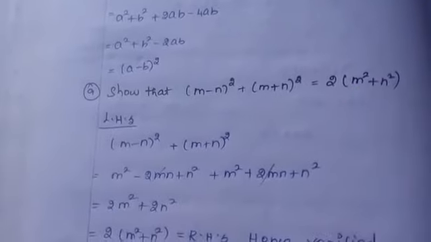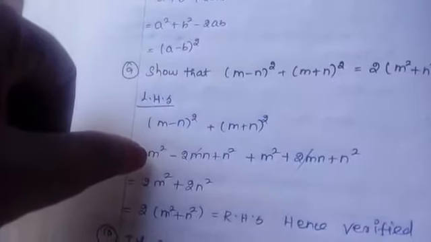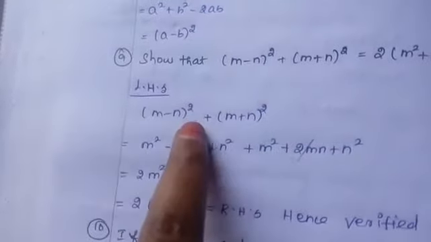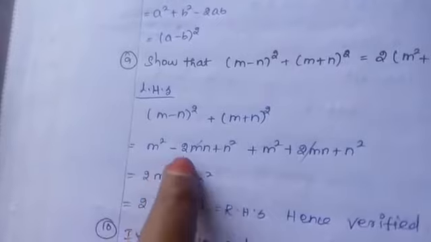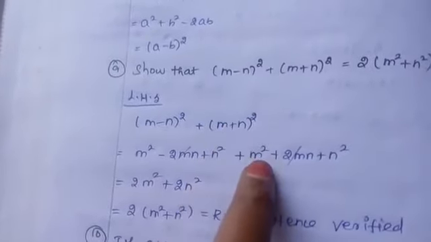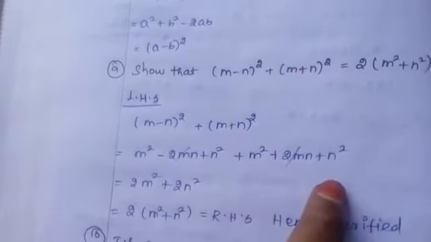Next sum: show that (m minus n) the whole square plus (m plus n) the whole square equal to 2 into (m square plus n square). Very important sum. (M minus n) the whole square, instead of a b they are given as mn. (M minus n) the whole square is m square minus 2mn plus n square.